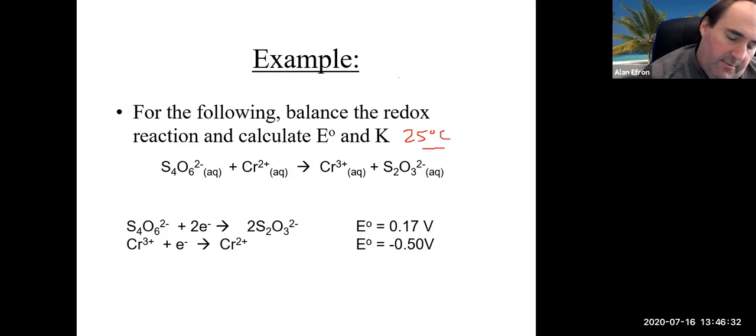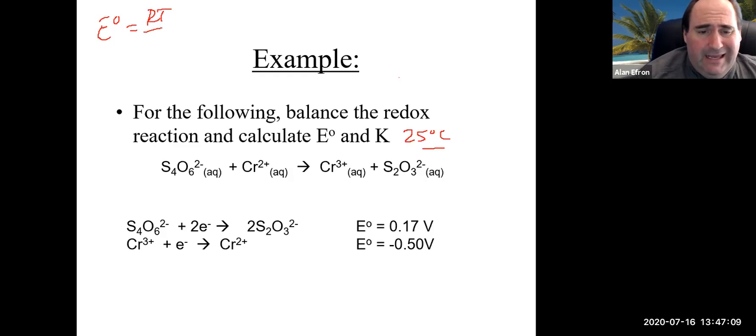Okay, so let's see how we're doing here. We want to calculate E, E naught, and K here. As we've seen, there are different formulas and equations to use, based on what's being asked and the information given to you. The only one that we saw that had K involved in it is E naught equals RT over nF, natural log of K.